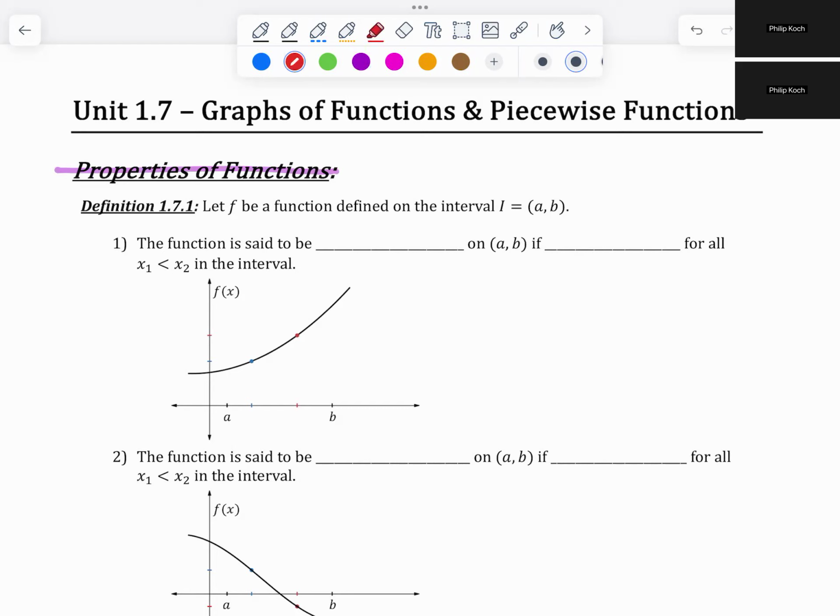So first things first, we got a big definition to deal with. Let f be some function defined on an interval a to b. Doesn't matter what that interval is, could be 5, 7, who cares? The function is said to be increasing on a comma b if f of x sub 1 is less than f of x sub 2 for all x sub 1, x sub 2 in the interval.